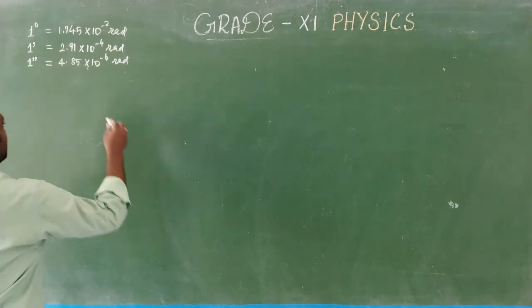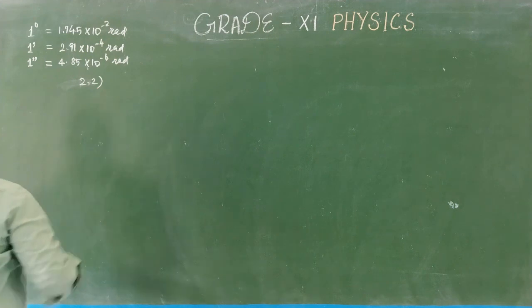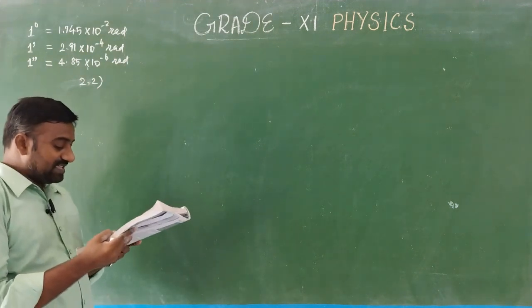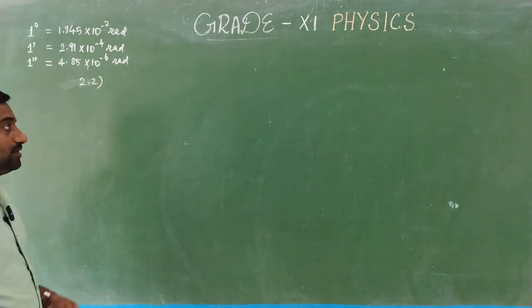Now, example 2.2. First question. Listen, a man wishes to estimate the distance of a nearby tower from him.